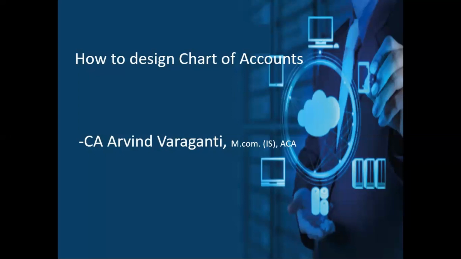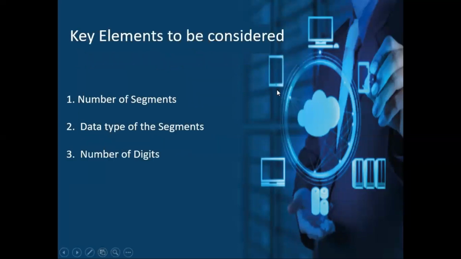In today's video, I'll talk about the key elements to be considered in chart of accounts design. The first one is the number of segments. You should carefully design the number of segments. If you take EBS as an example, whenever you are setting up a chart of accounts, company and natural account are the two segments which are mandatory, and all others are optional. So at the bare minimum, you need a chart of accounts structure with at least two segments.